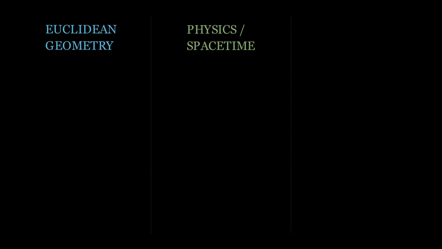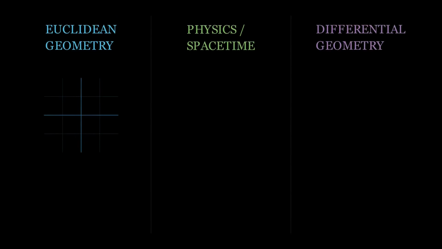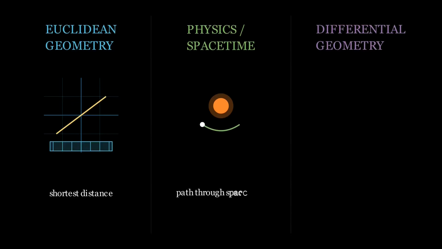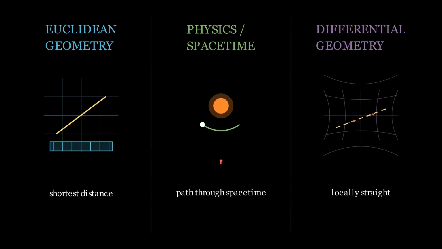If you look up what a straight line means in different parts of math and physics, you can get three answers that sound completely different. In school geometry, it is the shortest distance between 2 points. In physics, it becomes the natural path through space-time.